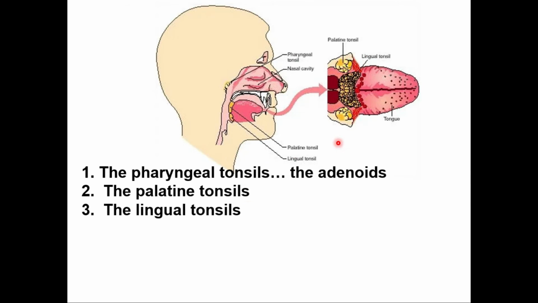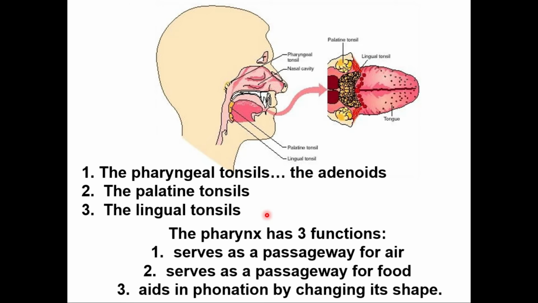The pharynx also contains 3 pairs of tissues that are part of the lymphatic system. We have already seen that there are 3 tonsils: the pharyngeal tonsils, also known as the adenoids, the palatine tonsils, and the lingual tonsils. The pharynx has 3 important functions. Number 1, it serves as a passageway for air. Number 2, it serves as a passageway for food. And it also aids in phonation by changing its shape.